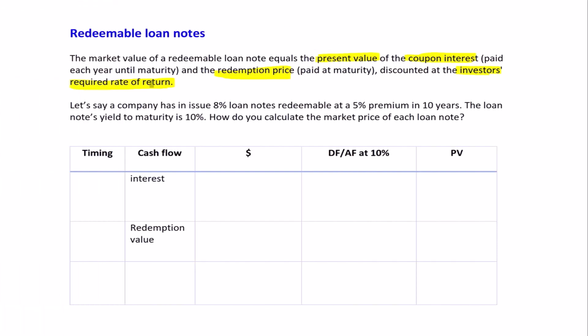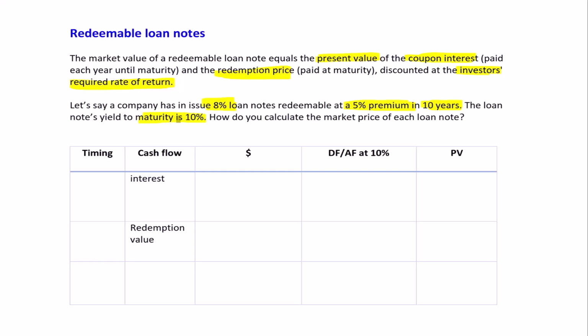So we have an example here to put that technique into practice. The company has in issue 8% loan notes. The 8% is the coupon rate. They're redeemable at 5% premium. That means they're redeemable at 5% above their par value, and the par value is 100. So 5% on 100 means they'll be redeemable at $105. They have a term of 10 years, and the loan note's yield to maturity, which is the cost of debt, is 10%.